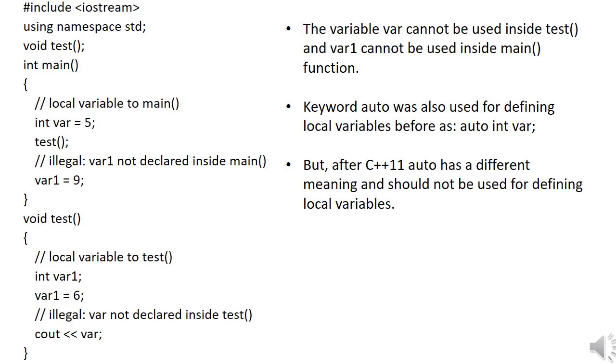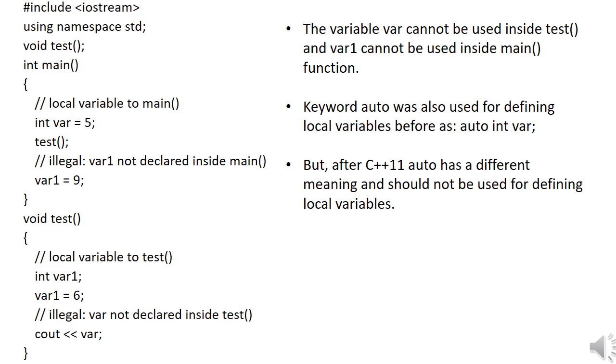So you can understand that the local variable of a particular function can be accessed only inside that function. I cannot access var in the testof function, and also I cannot access var1 in the main function. That you can see in the example. The variable var cannot be used inside testof, and var1 cannot be used inside main.